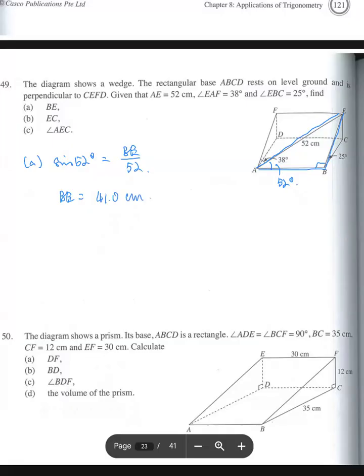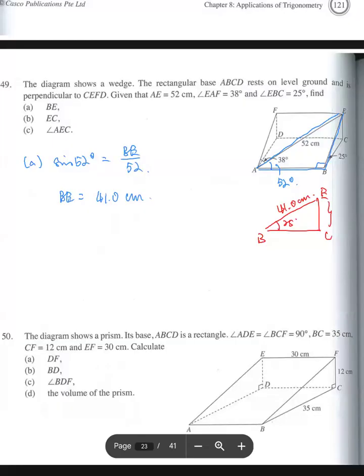Okay, next EC. Now, sometimes it's a bit hard to visualize this triangle here. Now, for me to minimize careless mistakes, I'll just redraw the triangle in 2D. Okay, so BCB, this is 25 degrees. I know BE is 41.0 cm. I want to find EC.